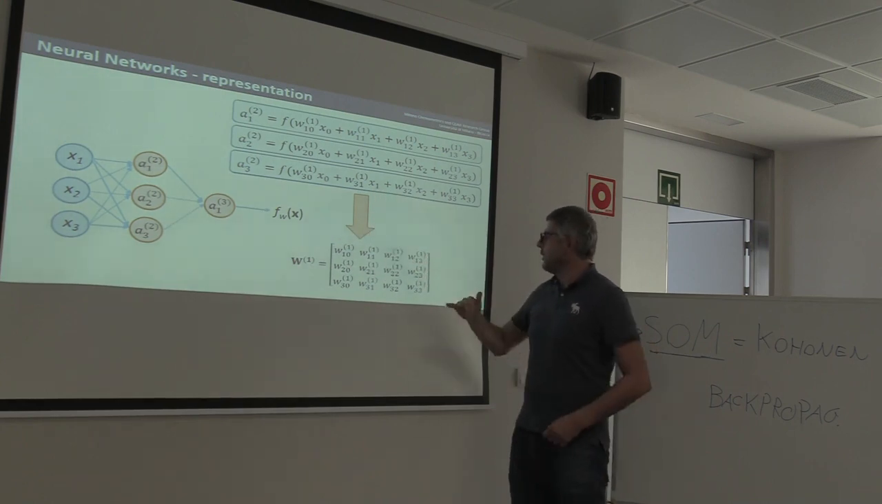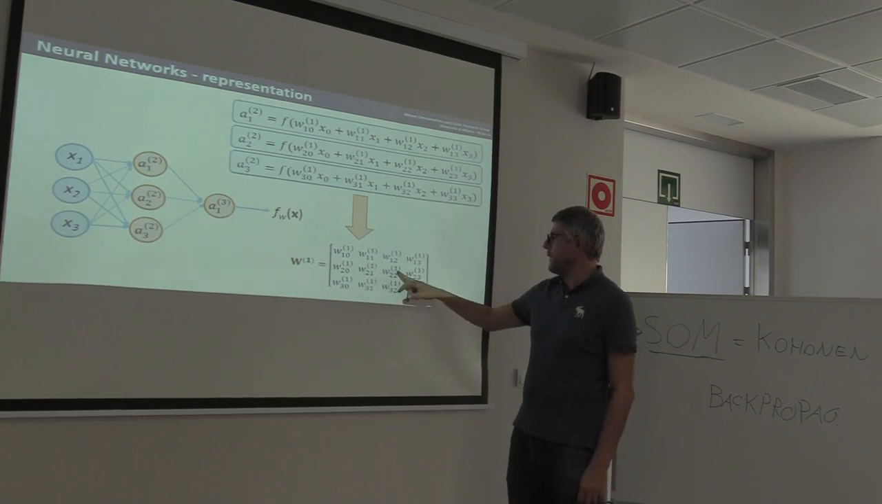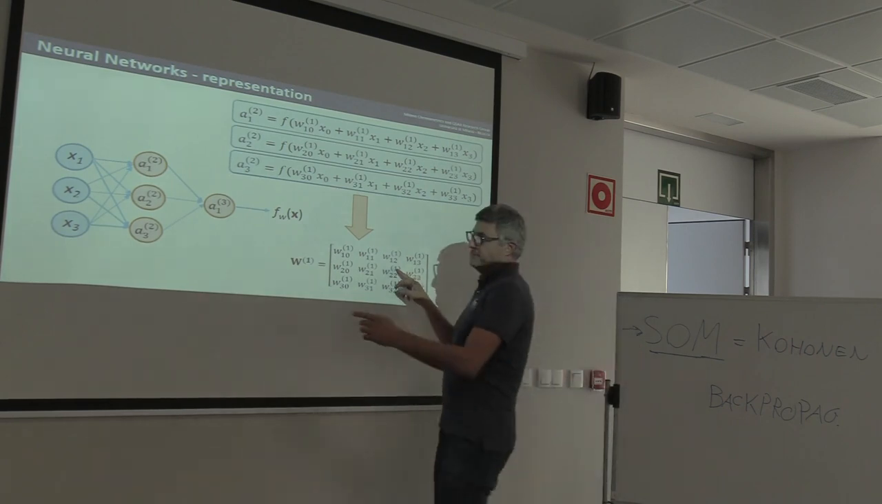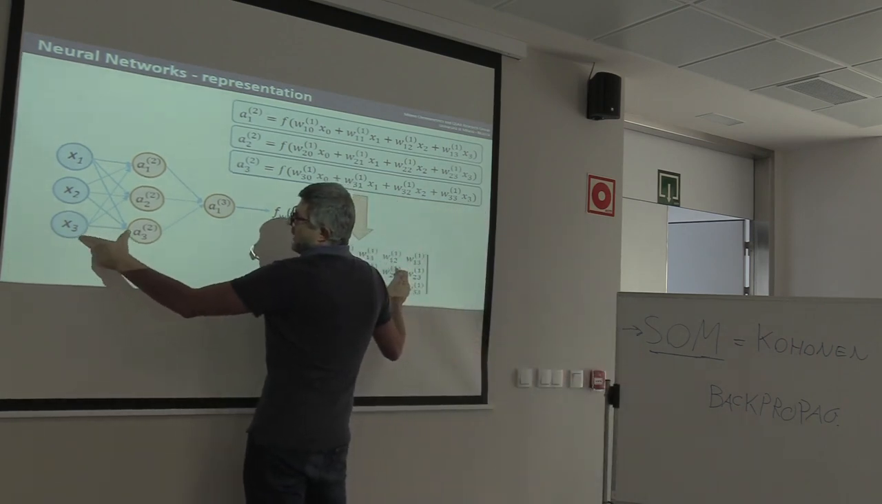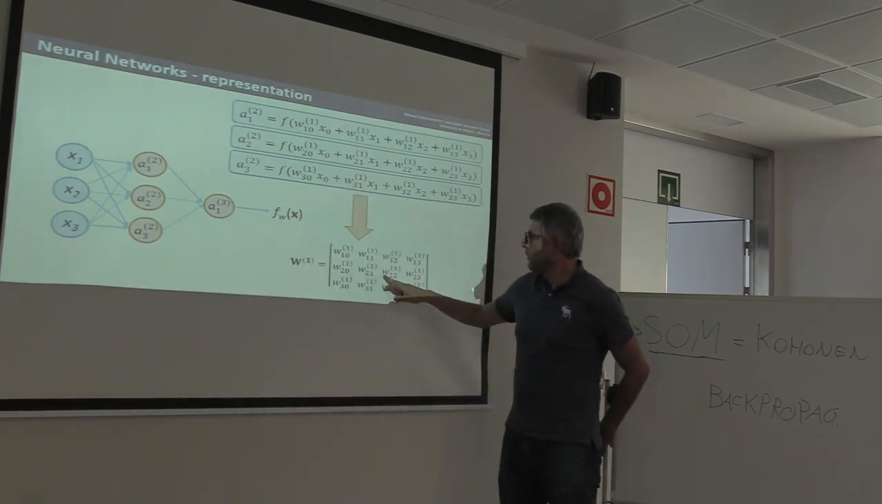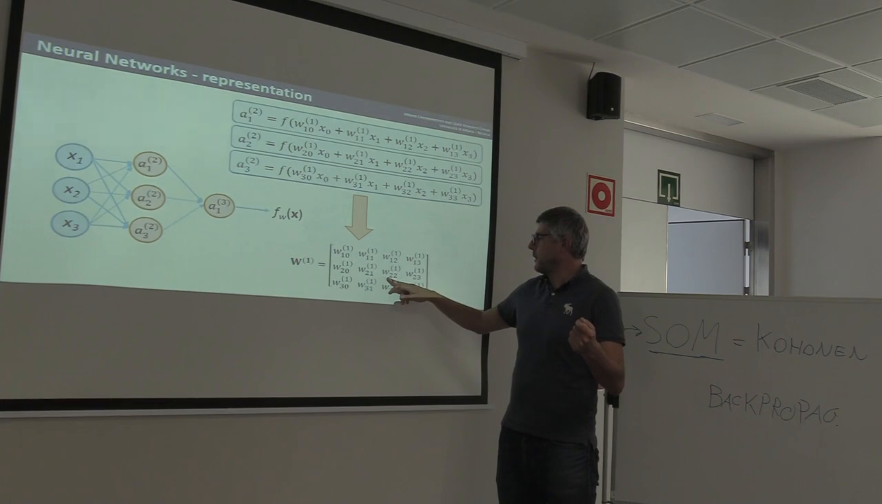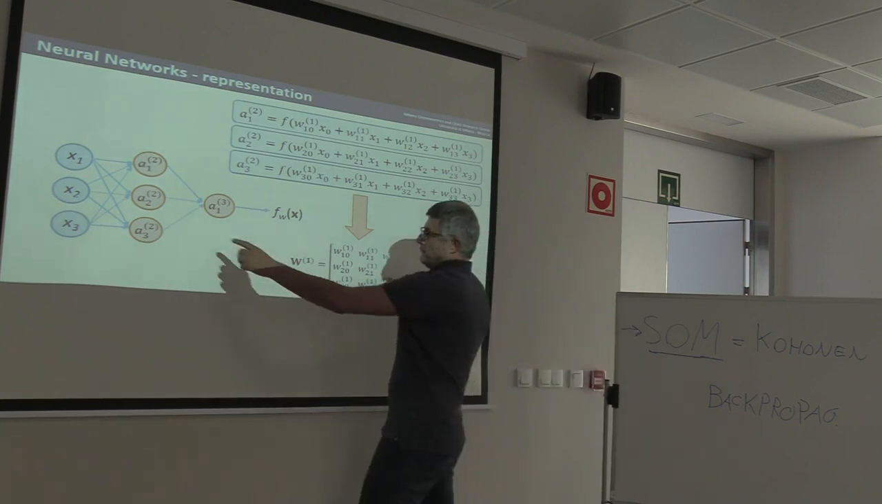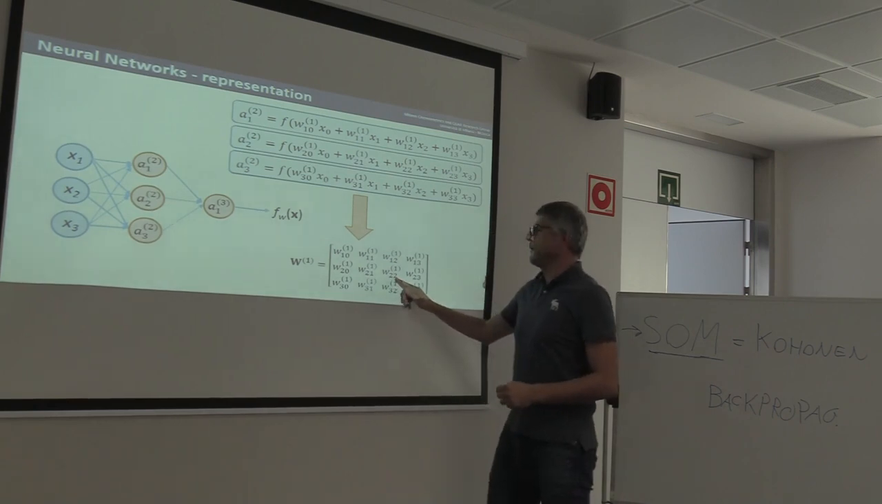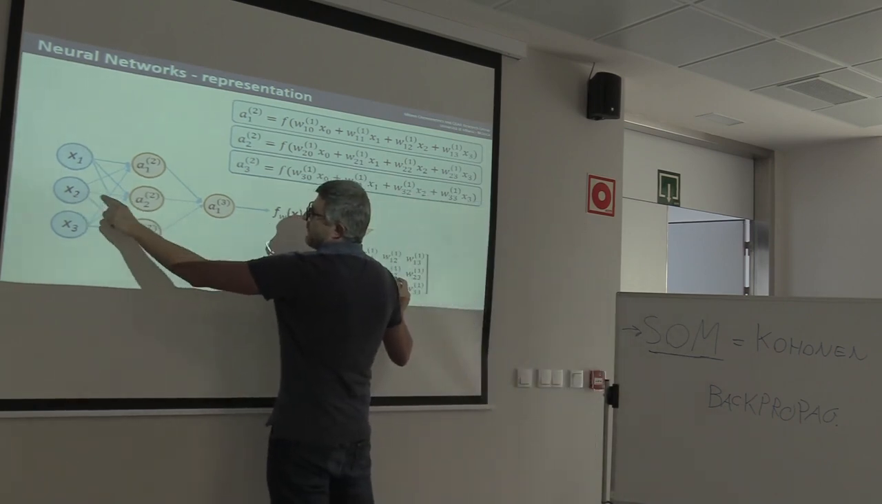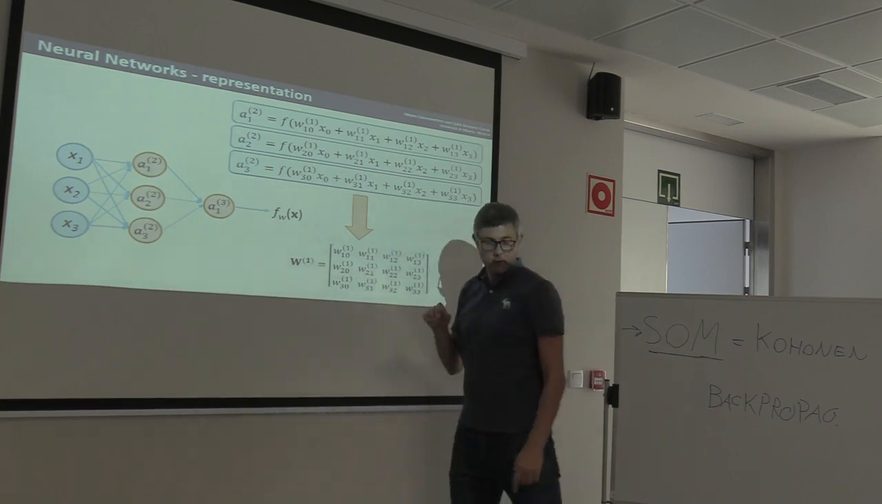If you look at this terminology, V^(1)_{22} means that this is the weight between the first and the second layer which connects the second neuron here with the second input variable here. So this arrow, for example.